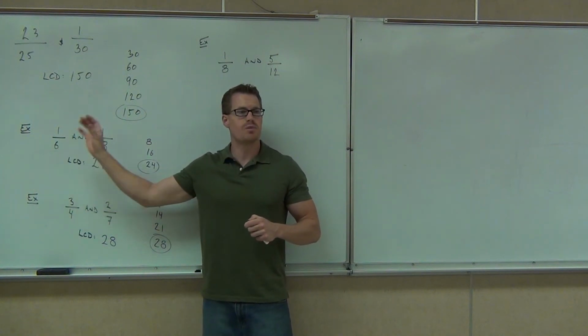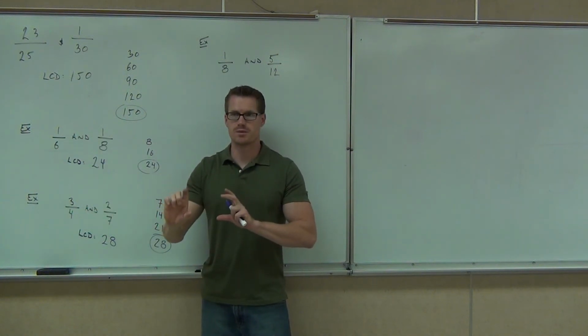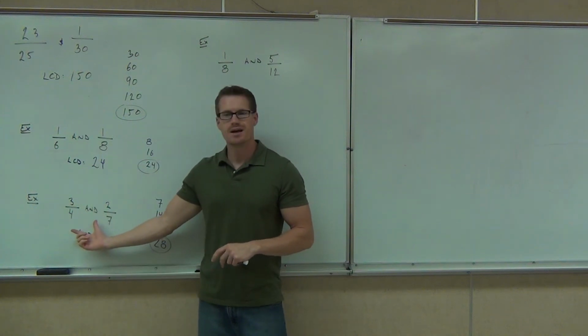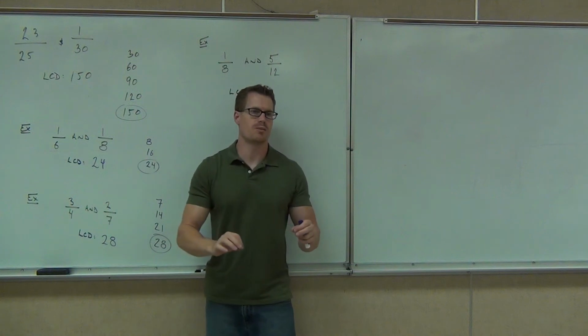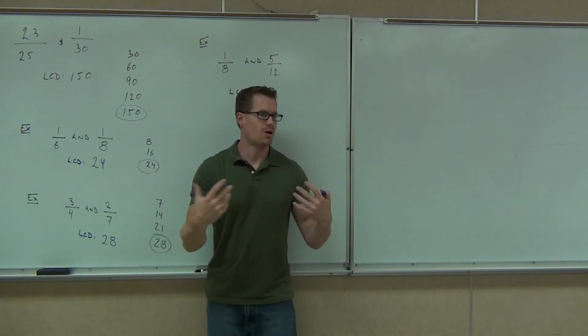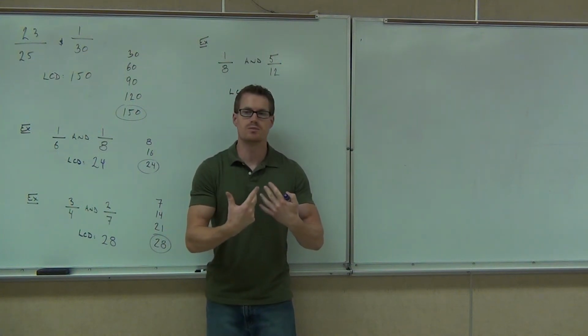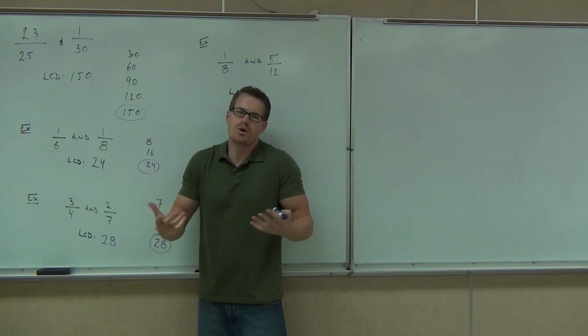That means you're going to get smaller than just the multiplication of those denominators. However, if you look at 4 and 7, nothing divides both 4 and 7 besides 1. That means that you have no shared common factors. That means that our LCD is going to be the multiplication of those two denominators. That's one way you can check that.